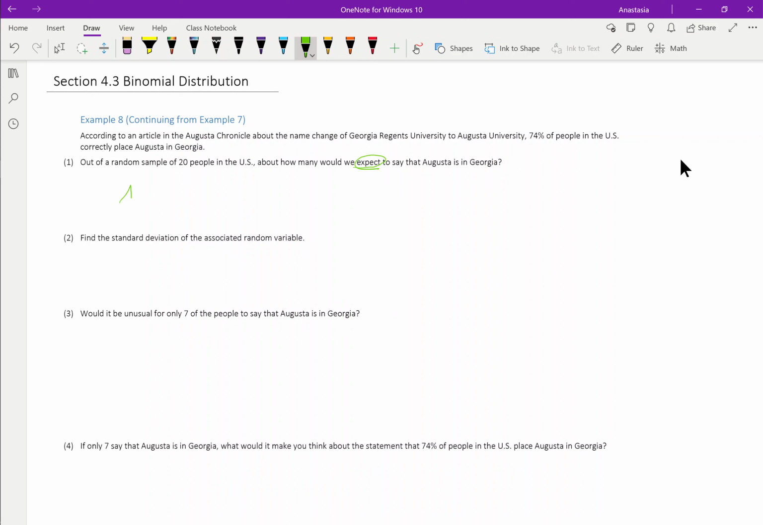So the expected value, mu, in this case is just equal to n times p. N here is 20 and p was 0.74. So that gives us 14.8. So we would expect about 14 or 15 people to place Augusta in Georgia.